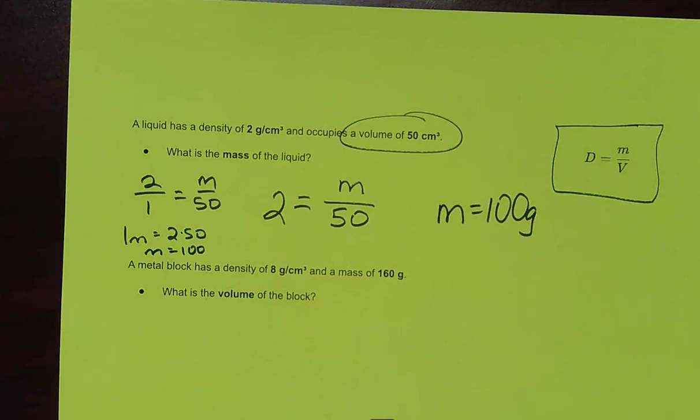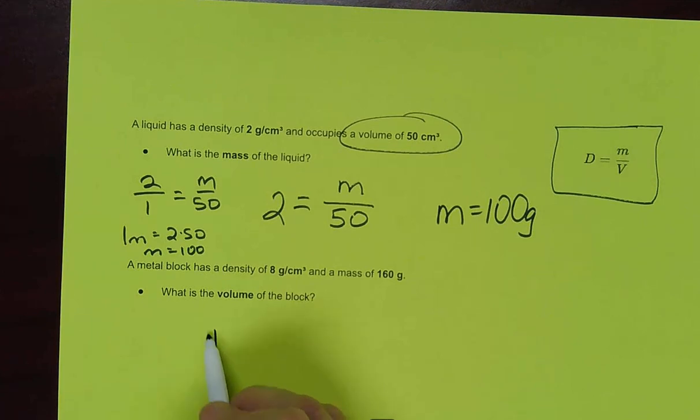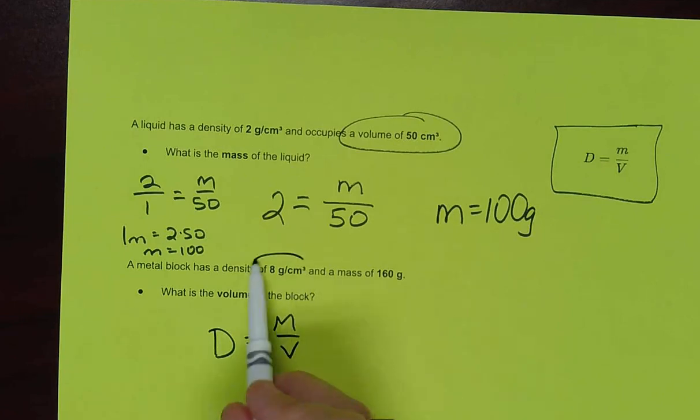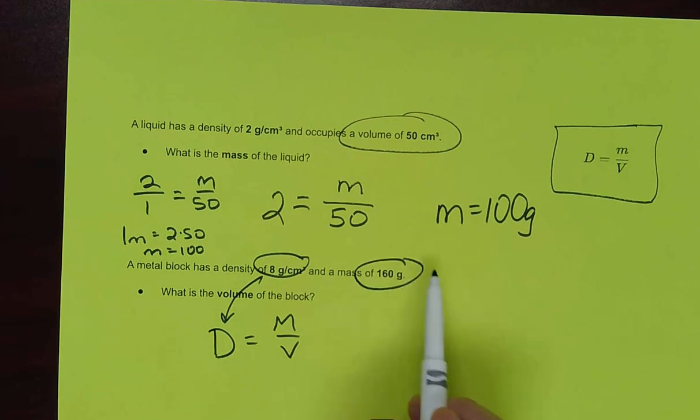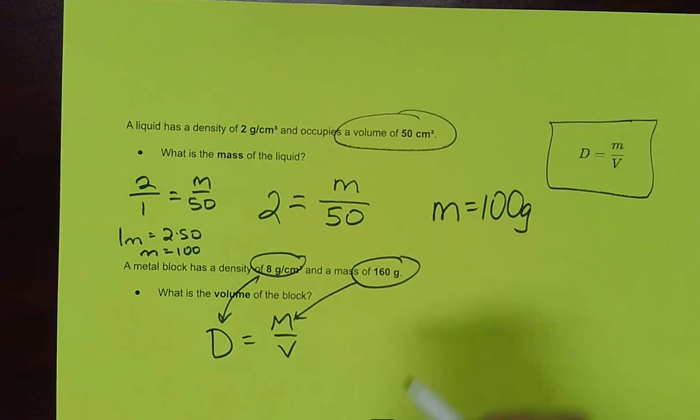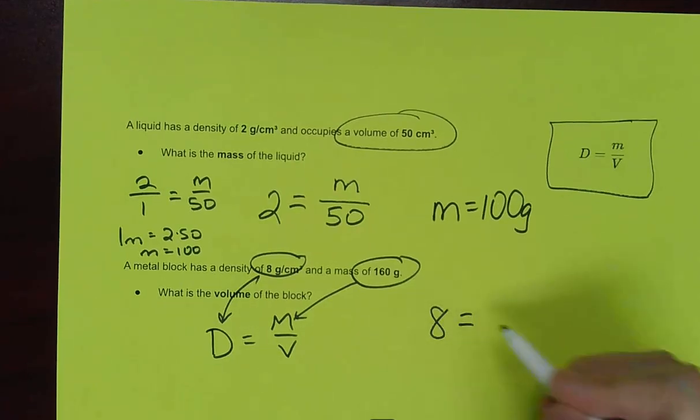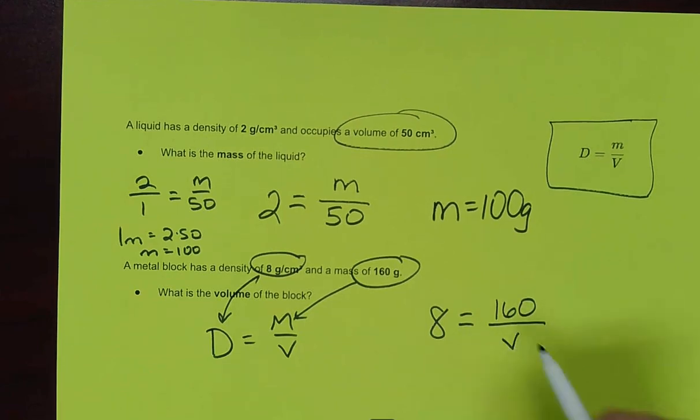Okay, let's look at this other one. A metal block has a density of 8. Still going to use that same formula, mass divided by volume. I know the density goes in for that letter. And in this case, we have the mass going in for that letter. And we're looking for the volume. So 8 has to equal 160 divided by our volume.